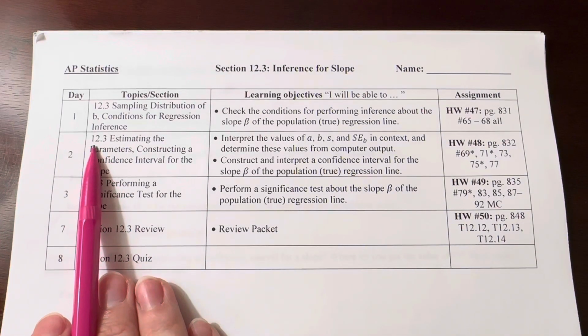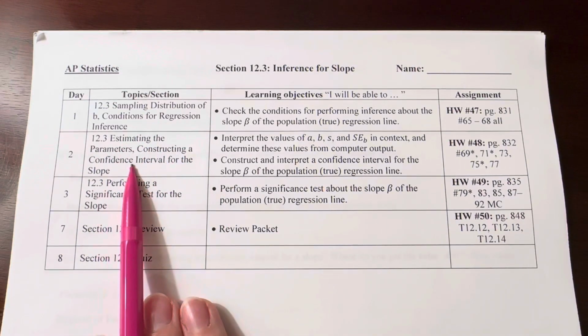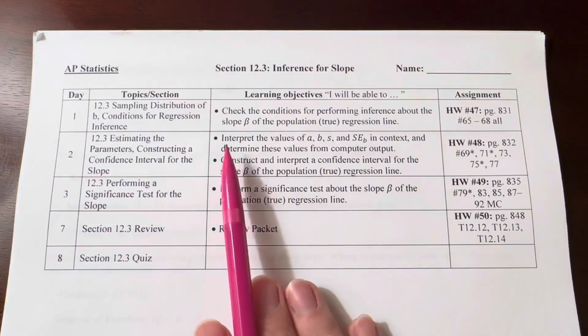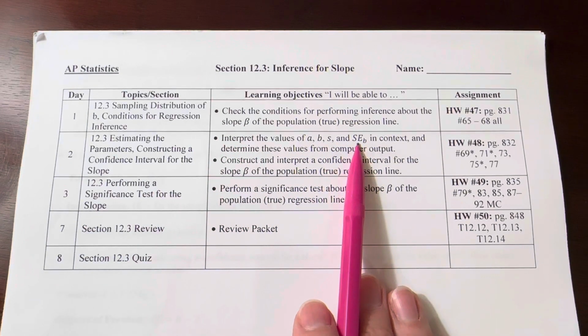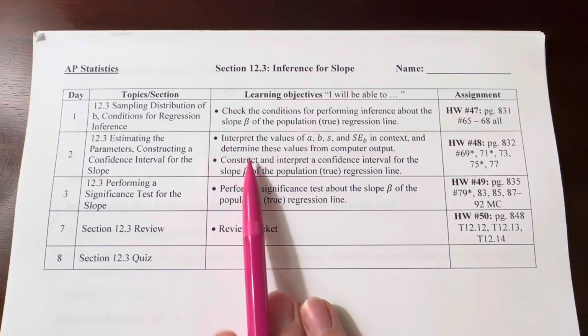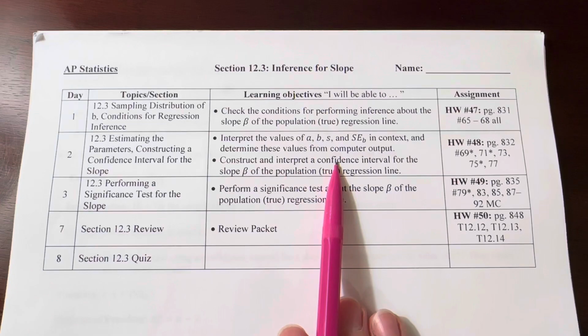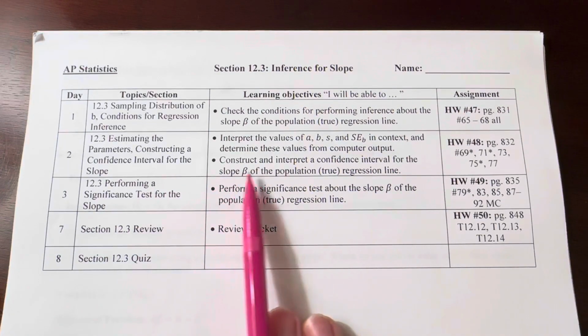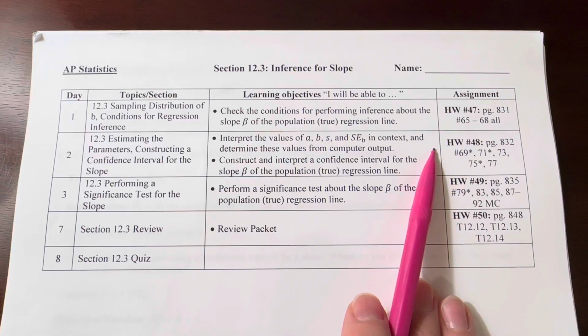We are on section 12.3, day 2, estimating the parameters, constructing a confidence interval for the slope. By the end of this lesson, you'll be able to interpret the values of a, b, s, and the standard error of the slope in context and determine these values from computer output. You'll also be able to construct and interpret a confidence interval for the slope beta of the population true regression line. Go ahead and try these problems when we're done with our lesson.